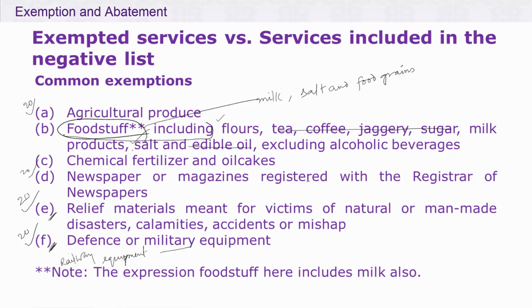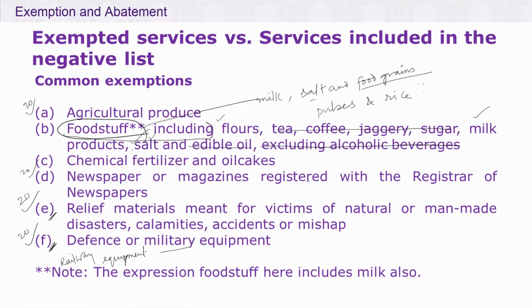Alcoholic beverages are not at all there. We need not mention this because alcoholic beverages are not covered. Milk is covered, salt is covered, food grains are covered, and flours are covered. Pulses are covered, and rice. So you read this carefully. This is covered. This is common to entry 21 also, that is dealing with GTA services. Okay, so you read this with the difference.